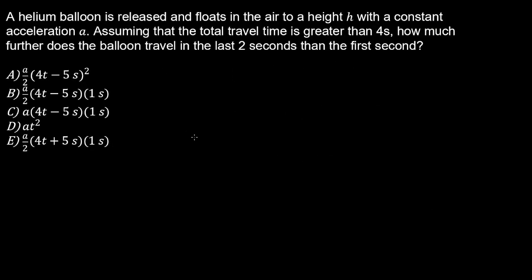A helium balloon is released and floats to a height h with a constant acceleration a. Assuming that the total travel time is greater than 4 seconds, how much further does the balloon travel in the last 2 seconds than the first second?